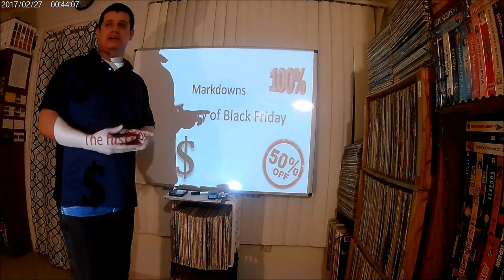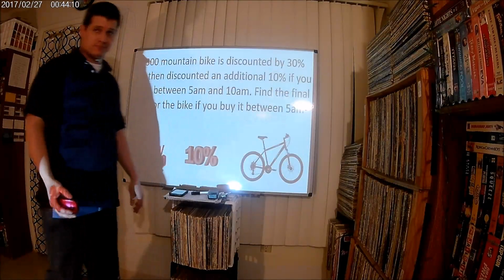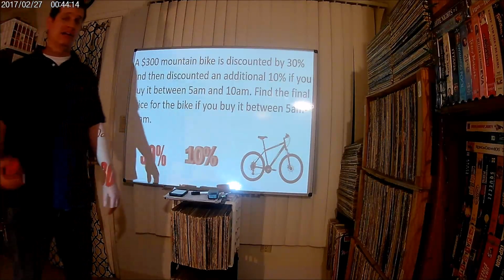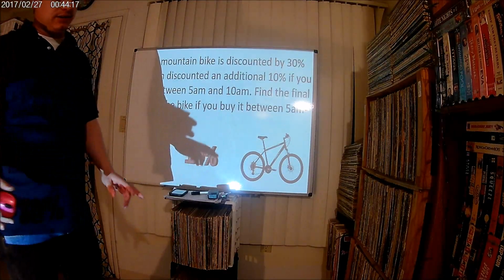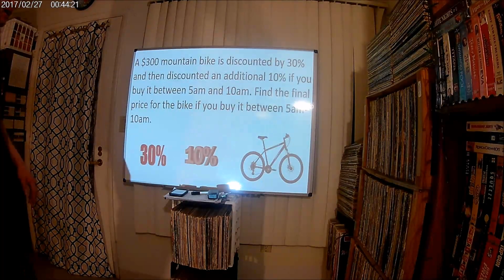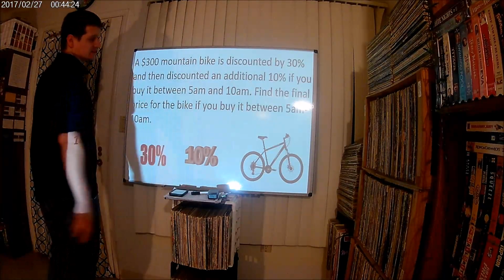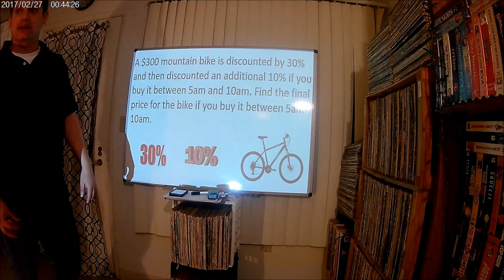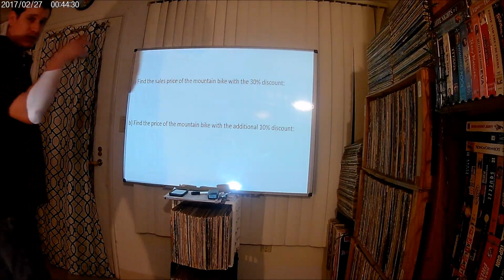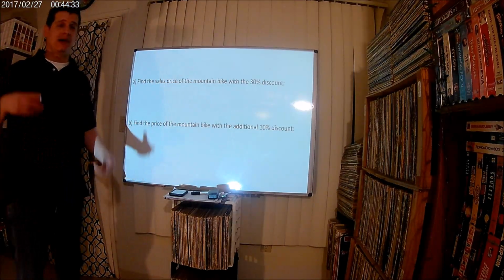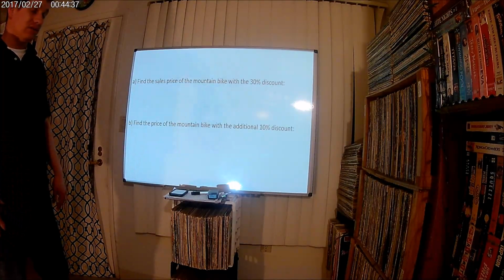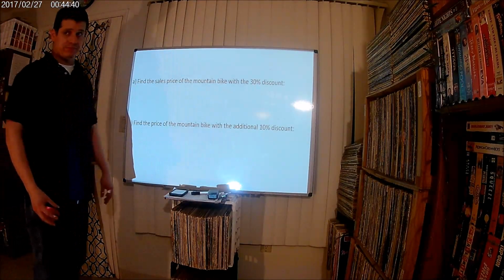Alright, so now let's look at this markdown problem. So we have a $300 mountain bike that is discounted at 30%, and then it's an additional 10% if we arrive at the store and we buy between 5 a.m. and 10 a.m. So what's the final price of the bike? Okay, let's figure that out. Two steps to finding this out. First, figure out what the 30% discount price is, and then we find out how much it is after the additional 10%. So it's a two-step process that we're going to be doing.